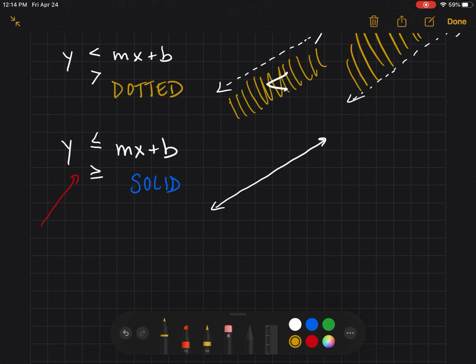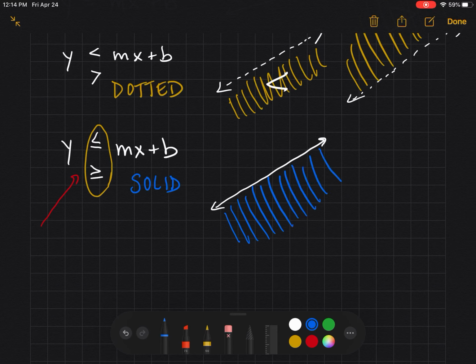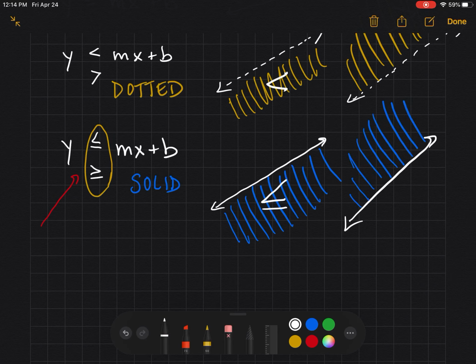But for less than or equal to, greater than or equal to, meaning they look like this, these are going to be a solid line, and then you are going to do the same as yesterday. Either shade down below because it's less than or equal to, or, and our line could go the other direction, we are going to shade above because it's greater than or equal to. We'll do some examples of that, okay? So let's take a look at an example.